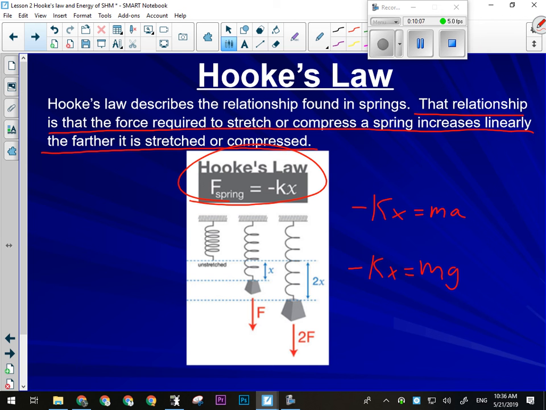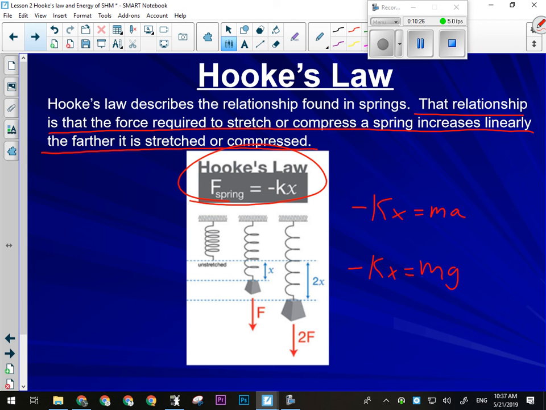He measured how far it displaced, and he knew the mass he hung from it, and he knew acceleration due to gravity. He was able to calculate the stiffness in the spring as a result. Those are really the only two situations we're going to run into using Hooke's law: either negative k times x is the net force, or it's equal to gravity.